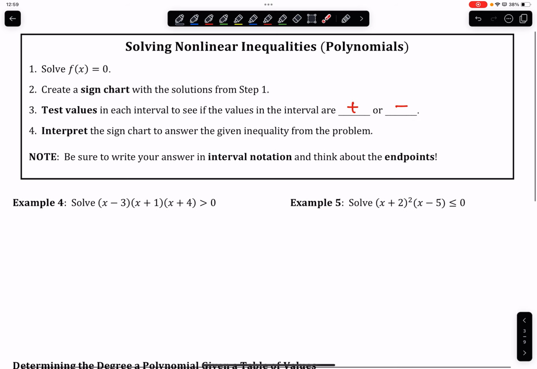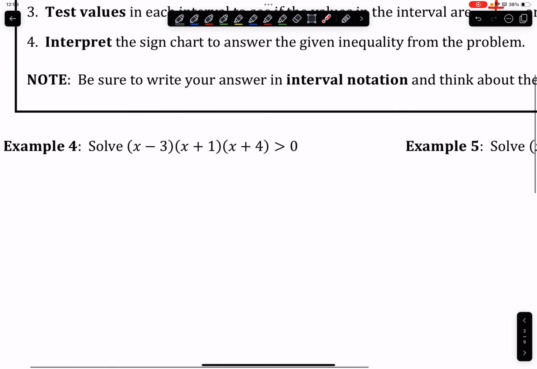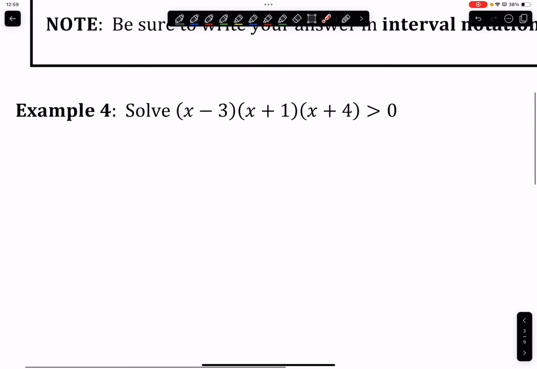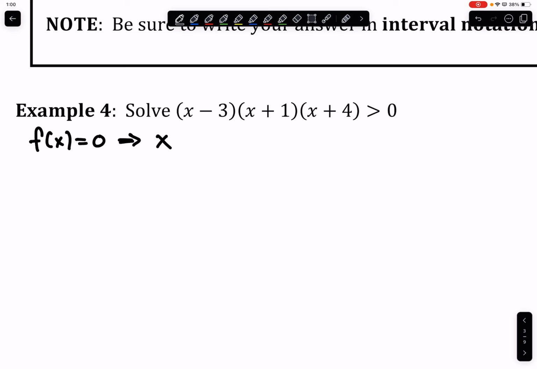So let's look at an example of this, all right? The first thing we want to do is figure out our zeros. Where is f of x going to equal zero? Well, to figure that out, we simply get each factor, set it equal to zero, and then solve the equation. So x minus 3 is equal to 0 when x is equal to positive 3. X plus 1 is equal to 0 when x equals negative 1.